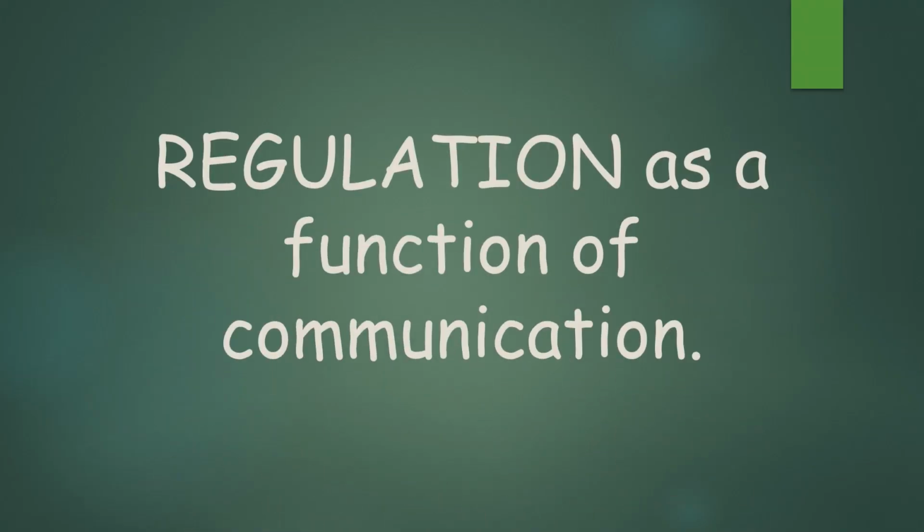Regulation as a function of communication is used to control the participants' behavior. This simply means that it's through communication that we are able to know and follow rules, regulations, or policies in the society. In general, communication may control events, regulate encounters among people, and approve and disapprove behavior.